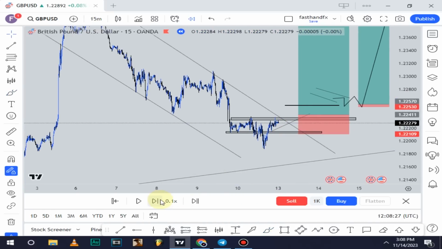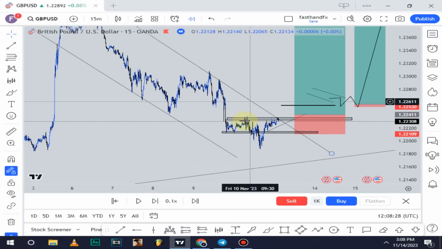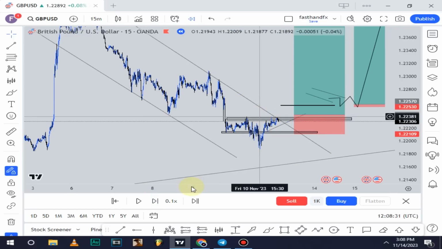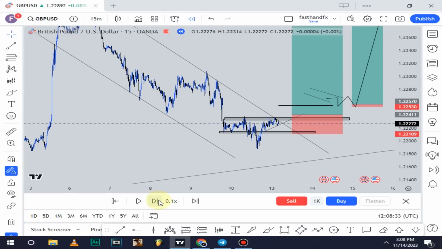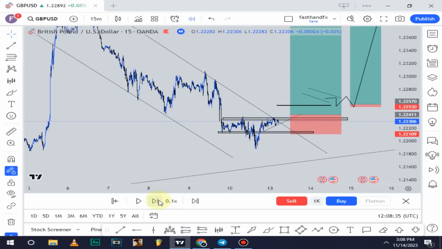That is what the market kept on doing at the 15. You can see it is respecting. And then you see I have this as a high I identified. So that's also a neckline. So the market is respecting that.